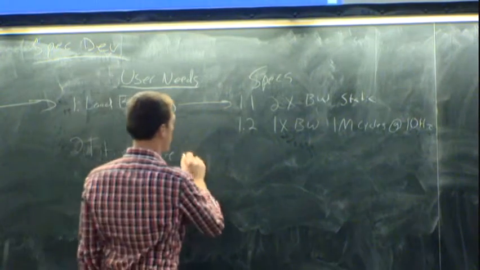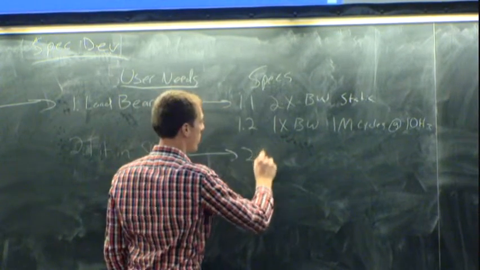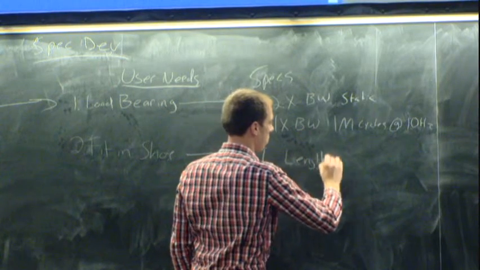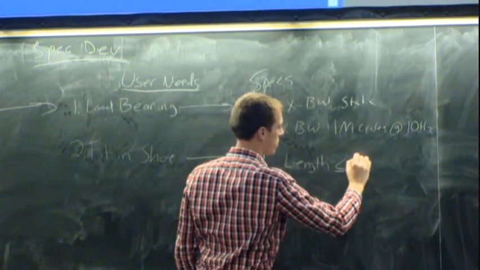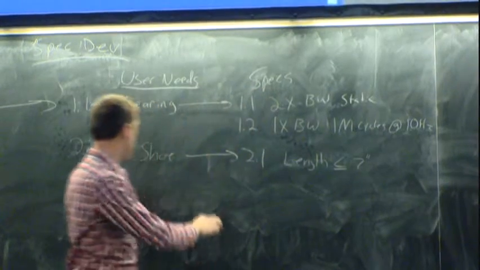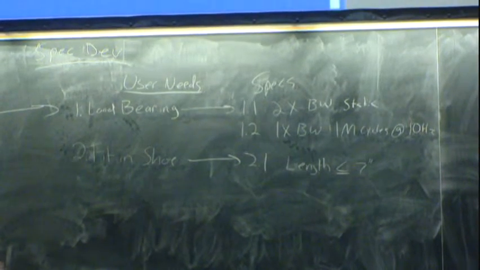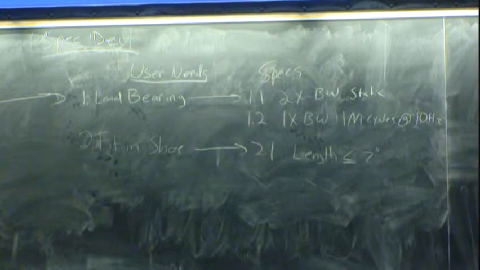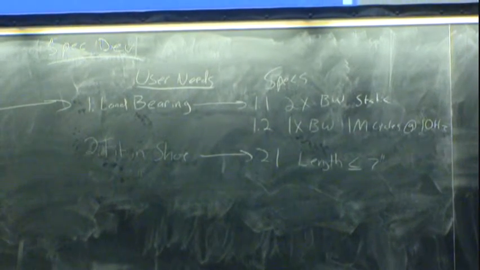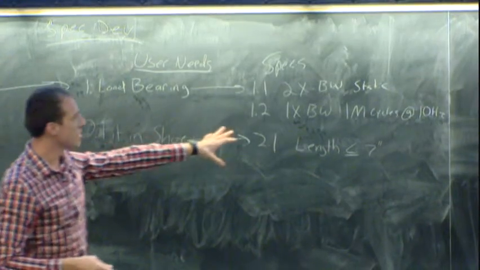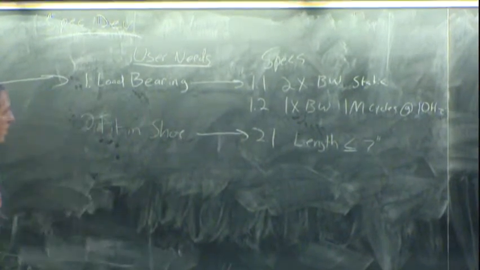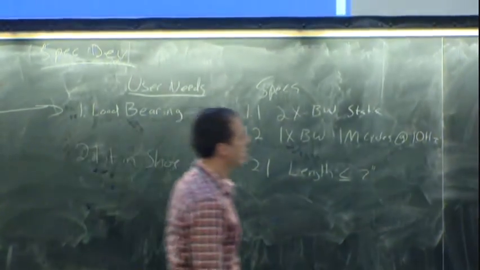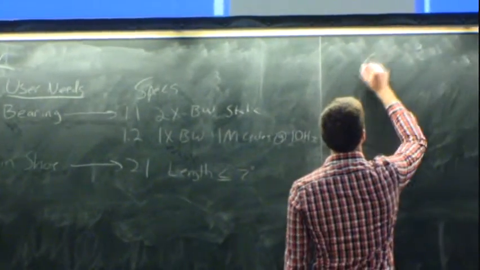Fits in a shoe, we could do the same thing. We can have 2.1, length less than or equal to 7 inches. Right? So there's a specification you could write to this user need, fits in a shoe. Does everybody see how this is progressing? So this is the specification development phase. So she's got that done. Our engineer has some specifications to design to. So now she's ready to come up with her big idea. So she's in the conceptual design phase.